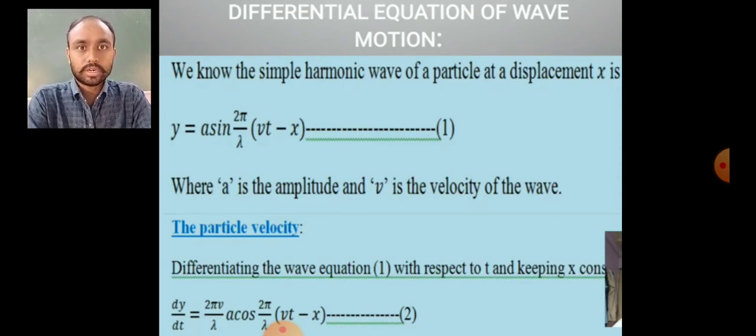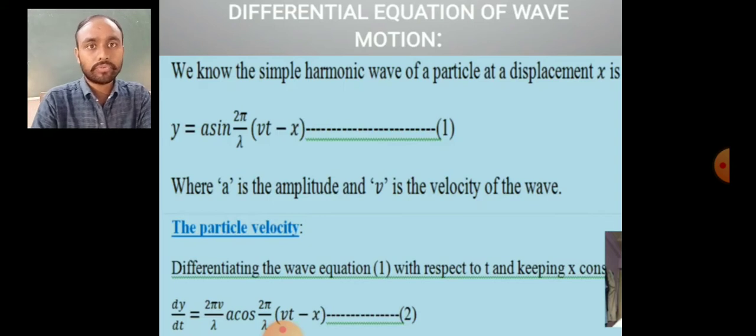So this is the general displacement equation where the particle is performing simple harmonic motion, where a is the amplitude and v is the velocity of the wave. This is important: it is the velocity of the wave, not of the particle, because particle velocity is different and wave velocity is different, as we have seen in the last video. So a is the amplitude, and v is the wave velocity. And equation 1 is the displacement of the particle, not of the wave.